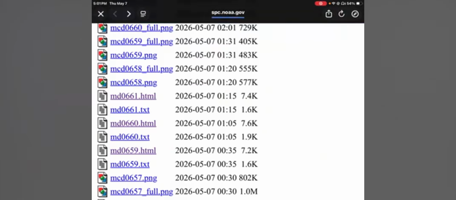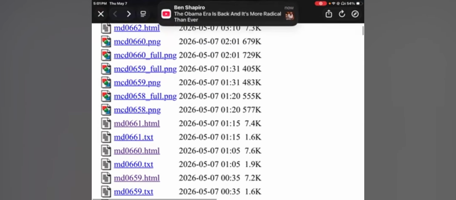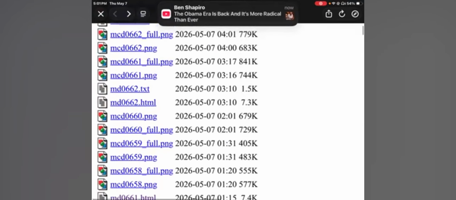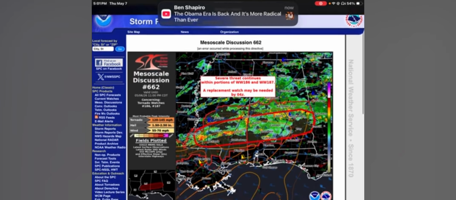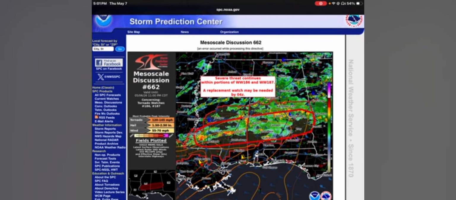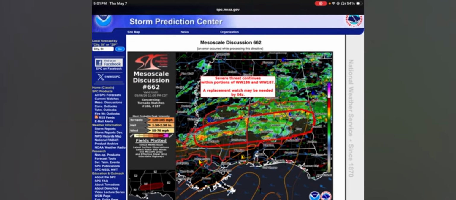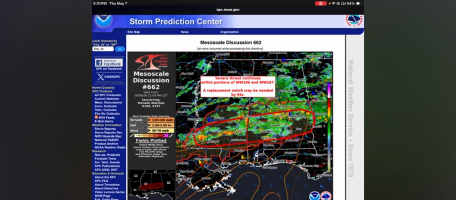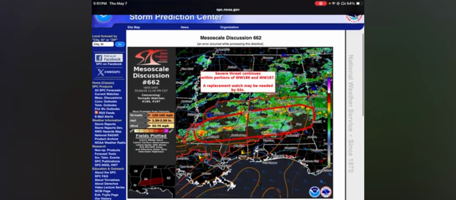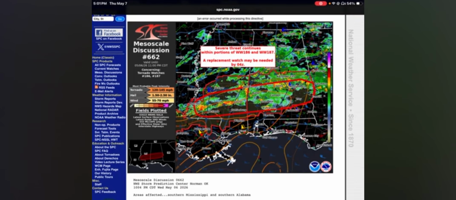So that's 661. Let's move on to 662. Here we go. Lord have mercy. Severe threat continues within portions of weather watches 186 and 187. A replacement watch may be needed by 4Z or 11 p.m. Central. Concerning the watches 186 and 187: tornado 120 to 145, hail 1.5 to 2.5, and winds 55 to 70.